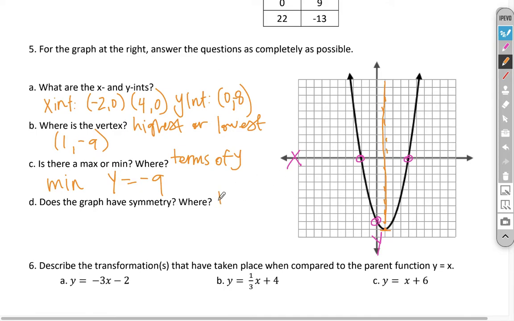And symmetry is written in terms of x. So we'll have x equals, and this x value right here is +1, so we have x equals 1. And if you notice, this is the x value of our vertex. So if you're ever unsure about your vertex, or your max or min, or symmetry, they should all balance out, okay?